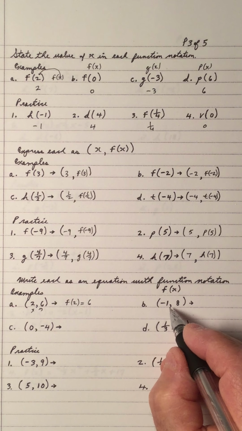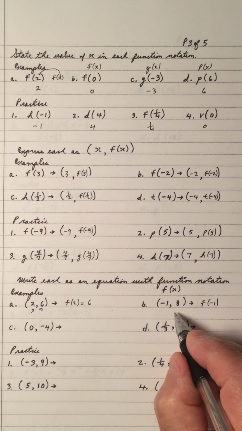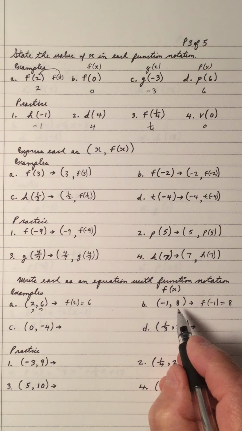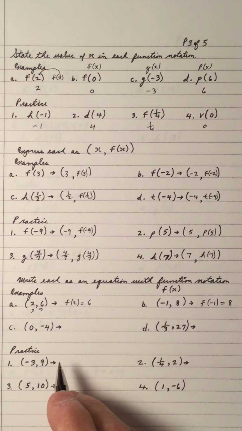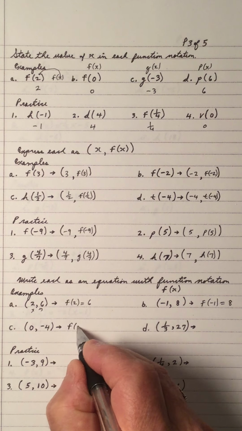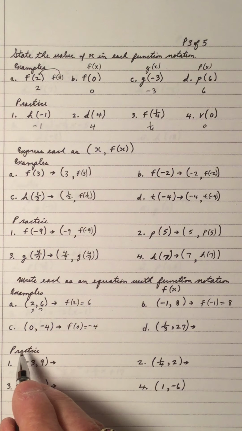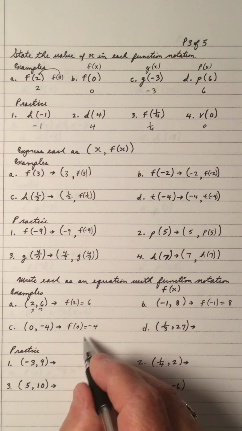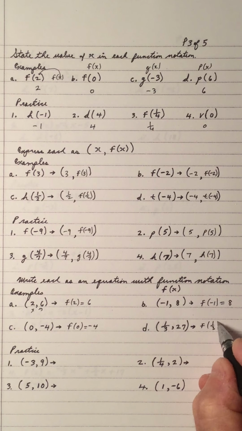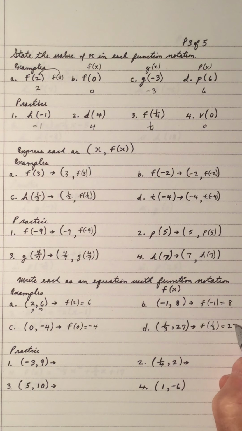And here we have x is negative 1, so the f of negative 1, which is my y value, is 8. So the y value is 8, and the y value is equal to the f of negative 1. C, x is 0, so the f of 0, which is x, is my y value of negative 4. So the f of 0 is negative 4. And right here, we have x is 1/3, and the f of 1/3 is my y value, so that's equal to 27.